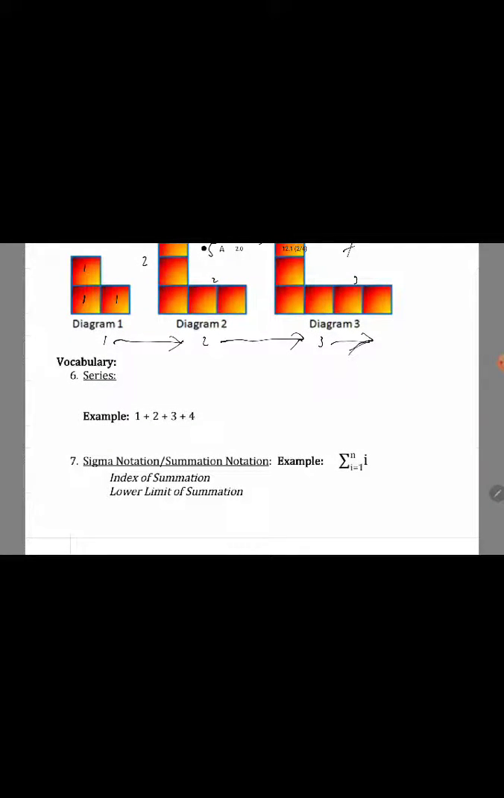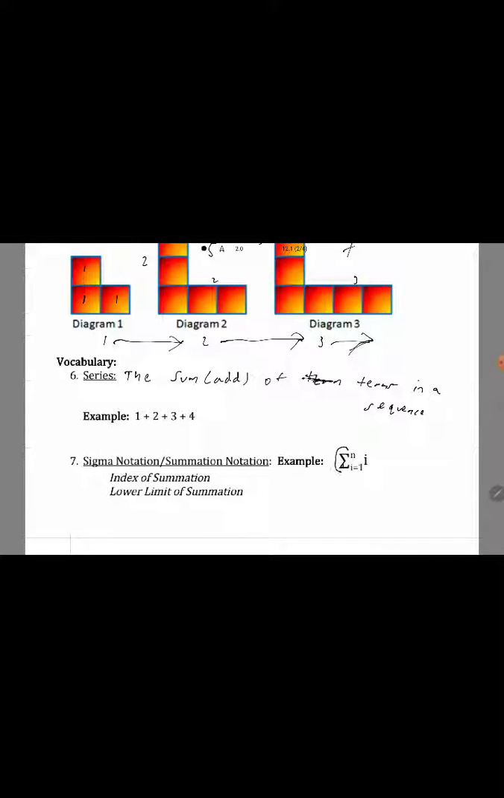Series 6, the sum. And remember, sum means addition of terms in a sequence. So for example, 1 plus 2 plus 3 plus 4 plus 5 plus 6, and so on, would be an infinite series there. Number 7, moving on. We usually represent these series using this sigma notation.